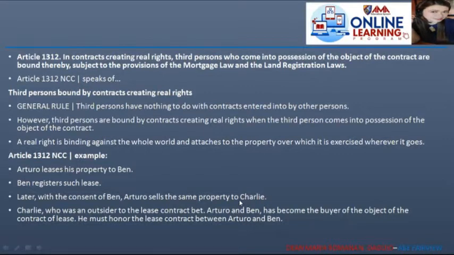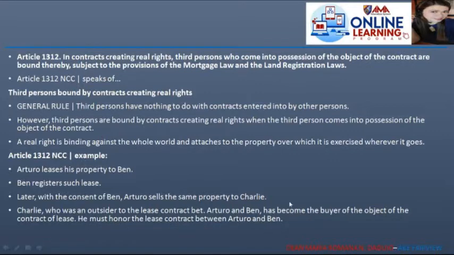Siya na ngayon ang may-ari nung property na yon, yung object ng contract ni Arturo and Ben. So Charlie, who was an outsider to the lease contract between Arturo and Ben, has become the buyer of the object of the contract of lease. Ano yung object na yon? Yung property, class. He must honor the lease contract between Arturo and Ben.